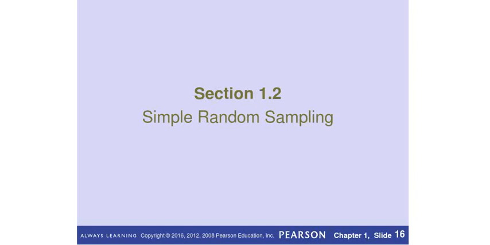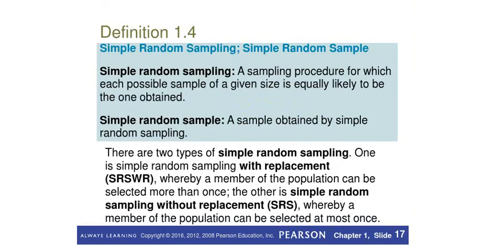Most often in statistics, the most fair way of representing a population is to understand what we call simple random sampling. That is a method for finding subjects or data points within our population that allow every element in that population to have an equal opportunity of being chosen for the study. So simple random sampling is defined as follows. In simple random sampling, it's a procedure in which each possible sample of a given size is equally likely to be the one obtained. A simple random sample is a sample obtained by simple random sampling.